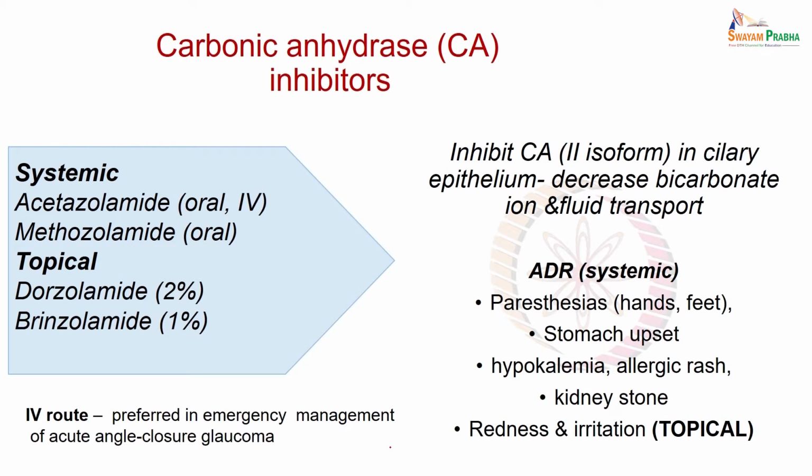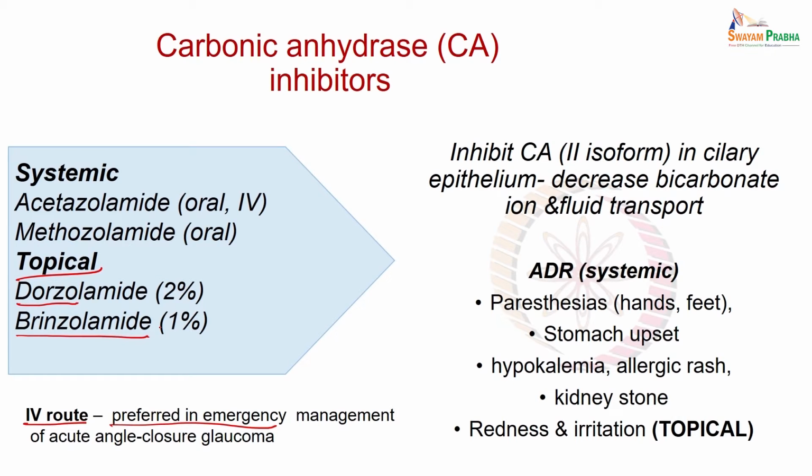Another agent is the carbonic anhydrase inhibitors. Carbonic anhydrase inhibitors are given by intravenous route in emergency cases. Otherwise, in normal situations, the topical carbonic anhydrase inhibitors are dorzolamide or brinzolamide, 2% and 1%.